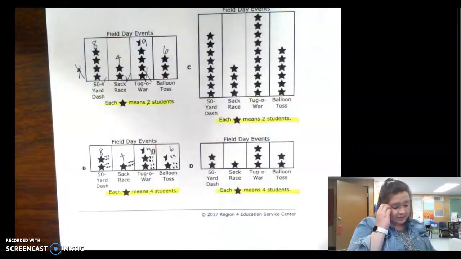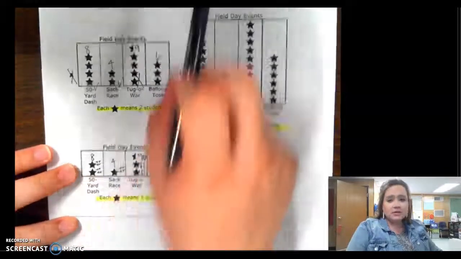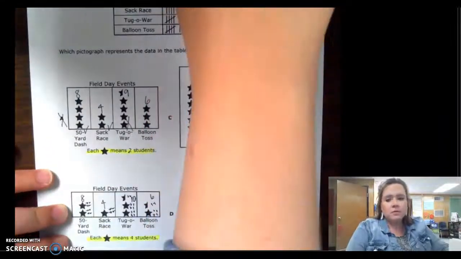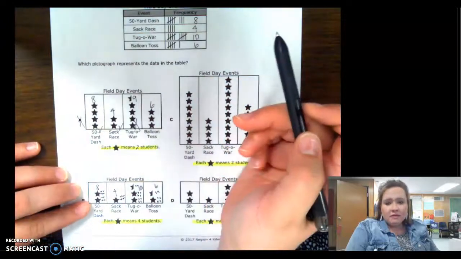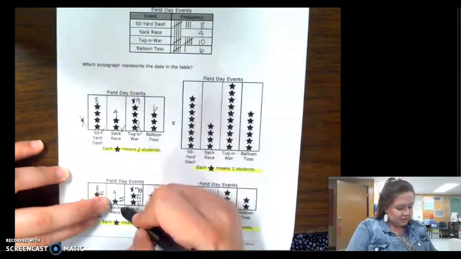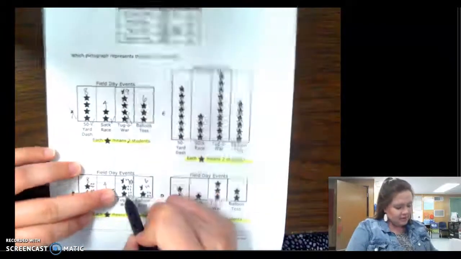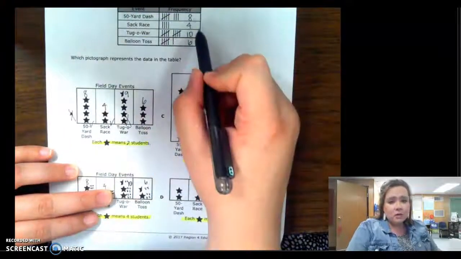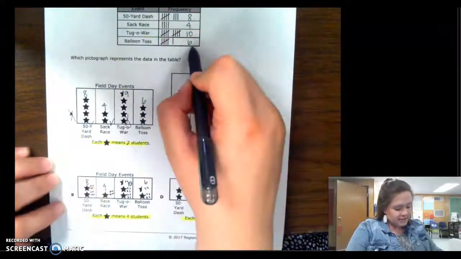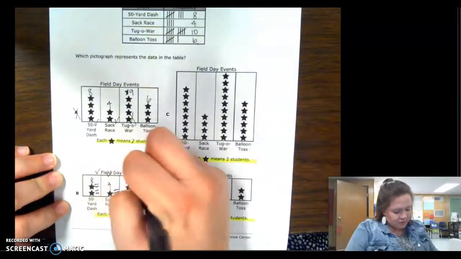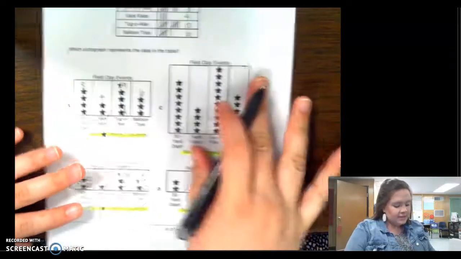So now I want to see, does this match? 8 in the 50-yard dash. 4 in the sack race. 10 in tug-of-war. 6 balloon toss. They all match. Let's look at letter C.